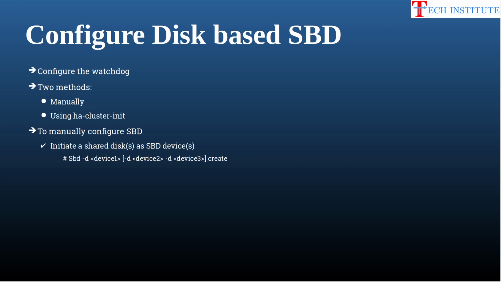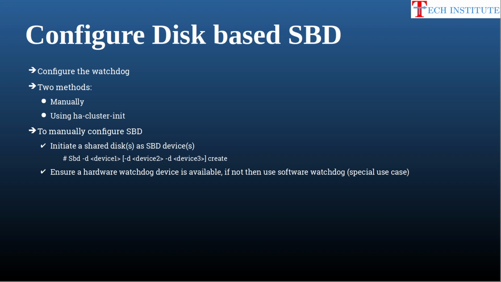So how can you initialize it? The command is sbd -d, then you put the device name and then create. You can have multiple devices, so for multiple devices, you put -d device1 -d device2, like that. And one thing here, there's a typo: sbd, the entire thing, is in small letters. The S should not be capital.